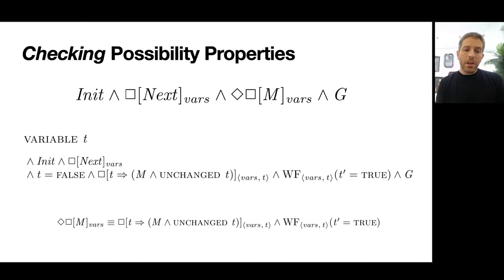We add a new Boolean variable t, initialized to false, and we add a fairness condition that says that eventually it will become true. This will trigger the operation of M. Now we have a conjunction of canonical formulas that we can check.